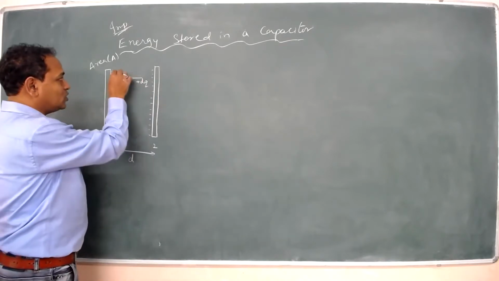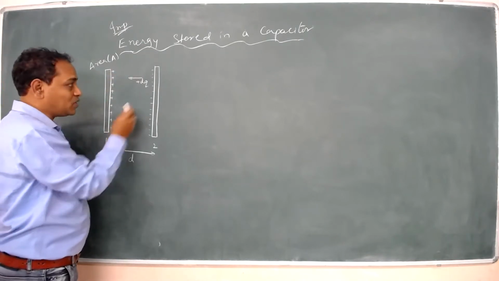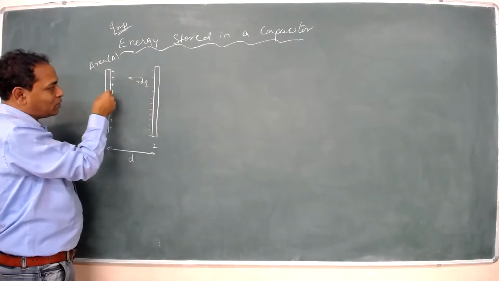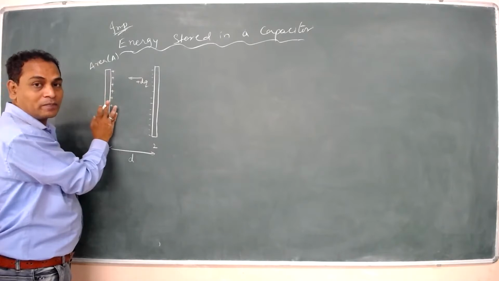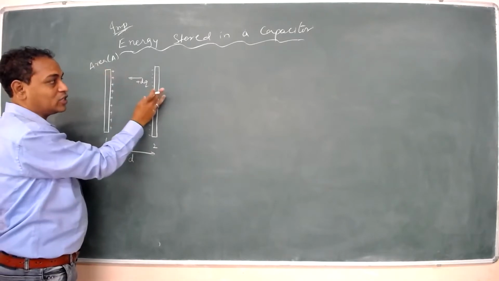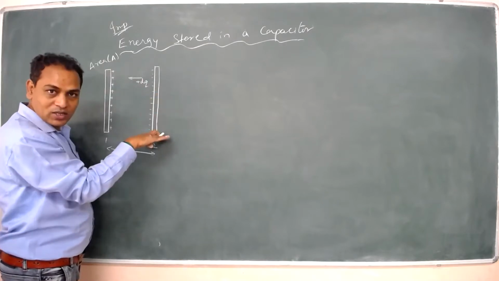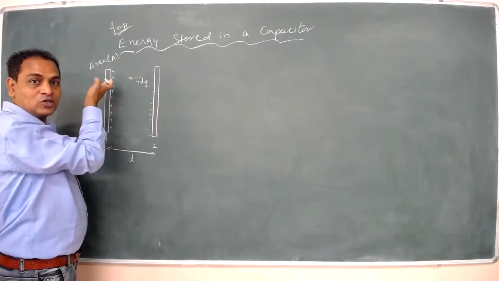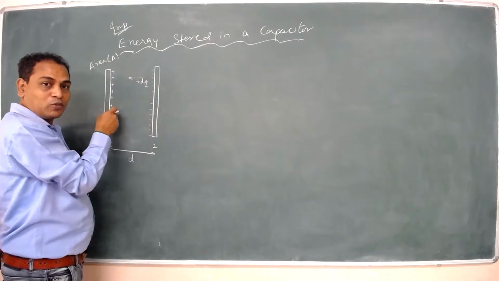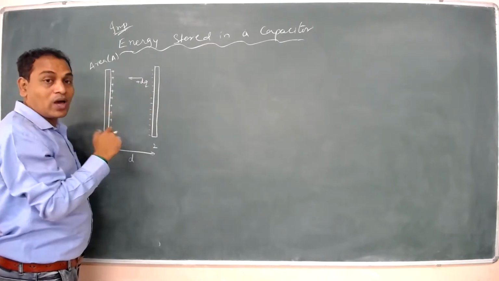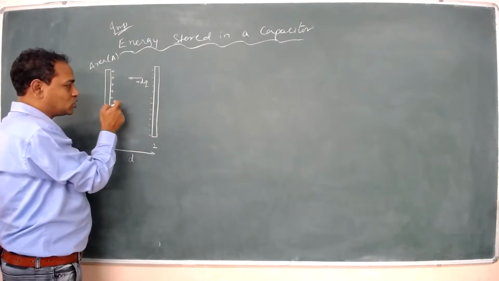Why? Because see, this has become positive. Positive means this is higher in potential. As I take all the charges from here and place them here, this becomes higher in potential, and the other potential keeps on decreasing because I am taking all its charges. So to bring a charge from the lower potential plate to the higher potential plate, it alone won't go. I have to do some work to move the charge from lower potential to higher potential.